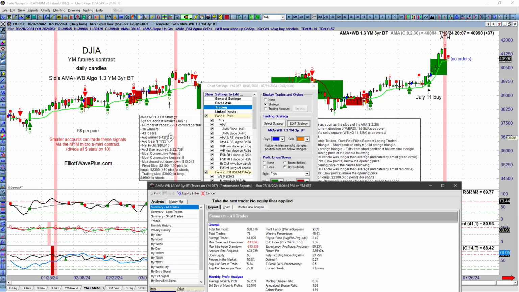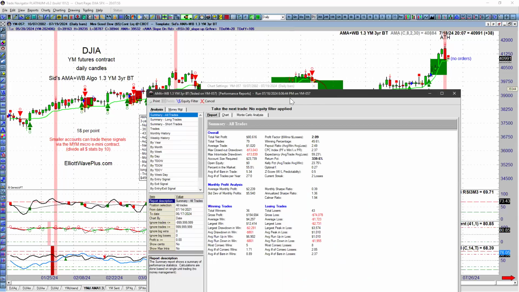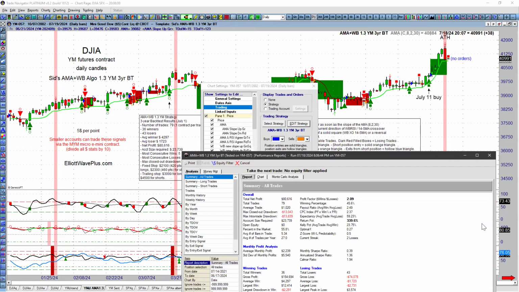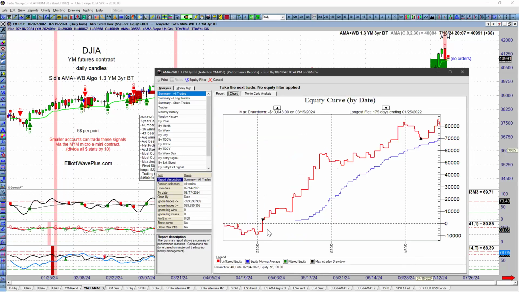The average winner was $4,297. The average loser was $1,723. Net profit $80,616. The account size required $23,739. Most consecutive wins, most consecutive losses, and all of those statistics are also placed in our sortable spreadsheet so we can see which algos are doing the best. So here is the equity curve.